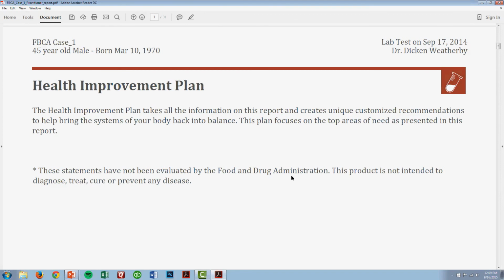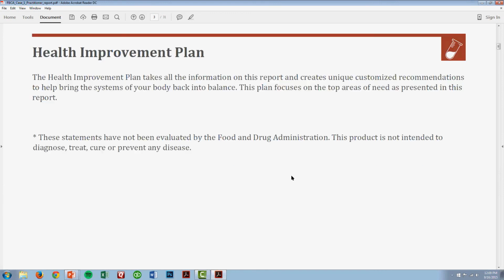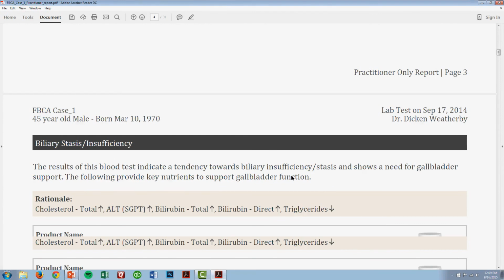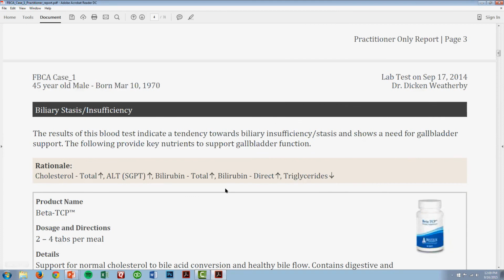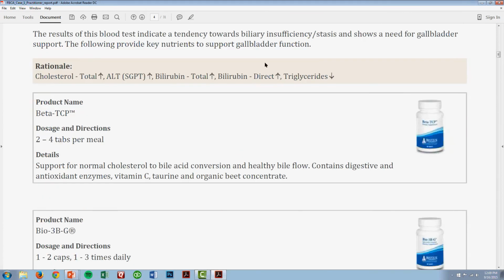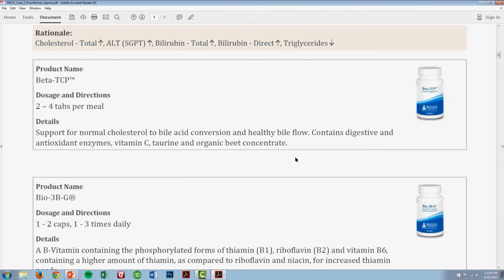What the health improvement plan does is it looks at all of the information on the report and creates unique customized recommendations to help bring the systems of the body back into balance. So we look at the top 5 clinical conditions or dysfunctions and the top 3 nutrient deficiencies. The very first thing that came up was a pattern for biliary stasis and insufficiency. The reason for this was that total cholesterol was above optimal, ALT was above optimal, and bilirubin, direct bilirubin, and triglycerides were below optimal. So the analysis came up that biliary stasis and insufficiency was something that needed to be treated.